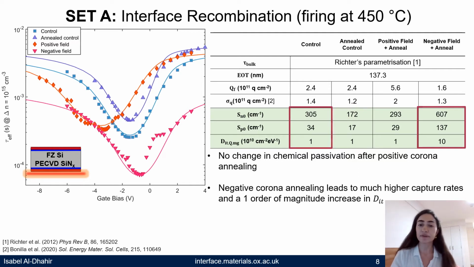However, annealing in the presence of negative surface fields showed an increase in density of interface states from 1 to 10 times 10 to the 10, and the electron hole capture rates increased by about 2 to 4 times. Therefore, here we can state that there is a field-dependent and a polarity-dependent effect on chemical passivation.